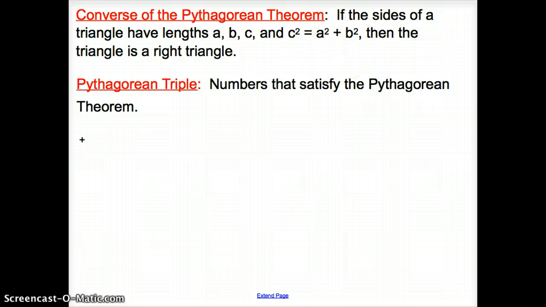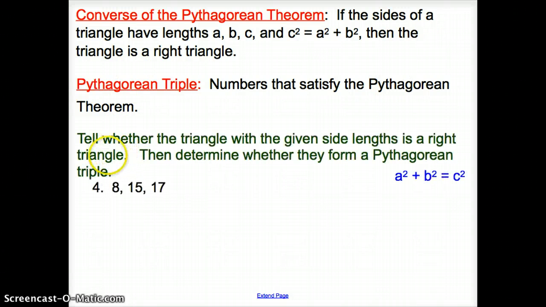Now with some more vocab words. Now we have the converse of the Pythagorean theorem, which states if the sides of a triangle have lengths A, B, and C, and C squared equals A squared plus B squared, then the triangle is a right triangle. Moving on, a Pythagorean triple is numbers that satisfy the Pythagorean theorem. You'll see that here in a little bit. And so now we are asked, tell whether the triangle with the given sides is a right triangle, then determine whether they form a Pythagorean triple.